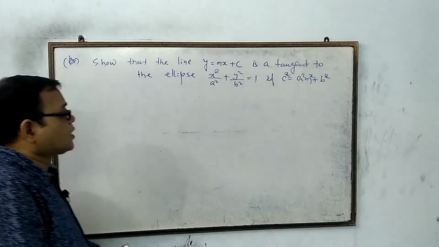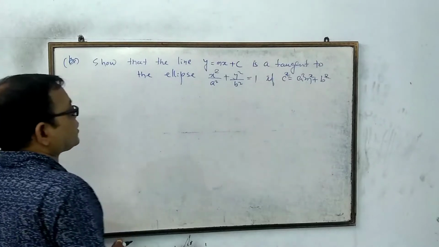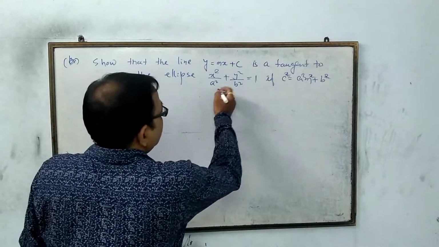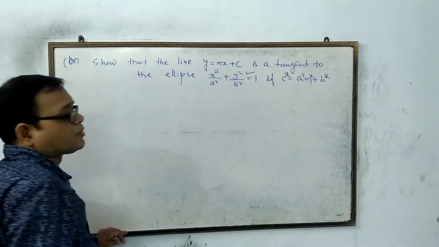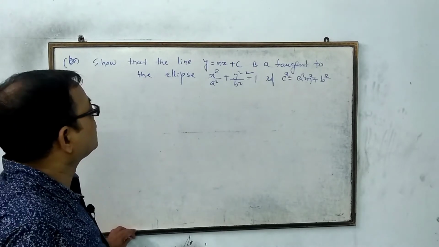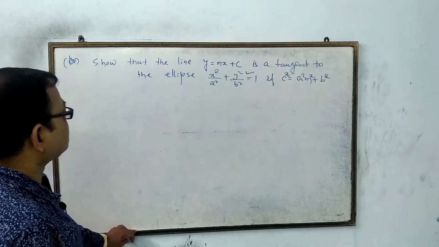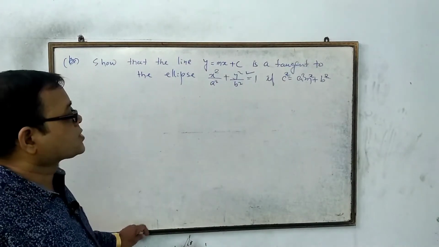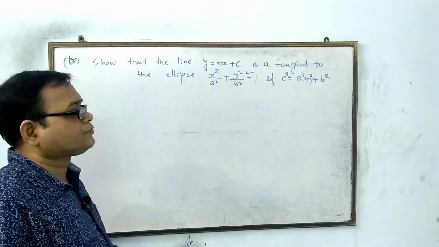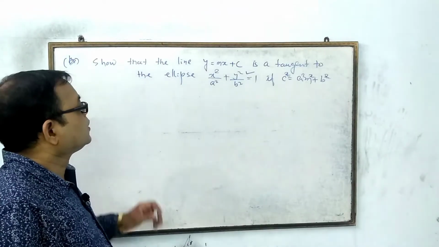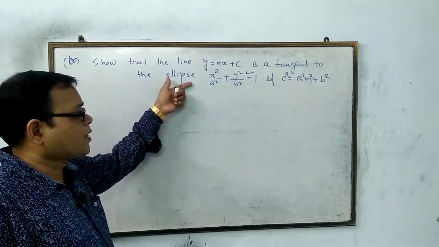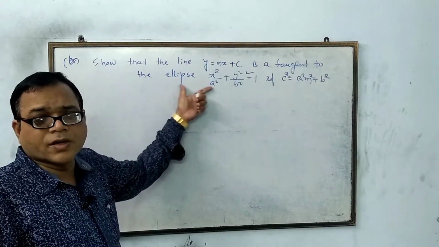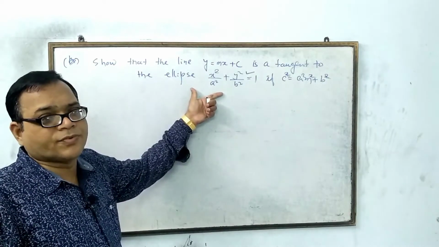Second question: show that the line y = mx + c is a tangent to the ellipse x²/a² + y²/b² = 1 if c² = a²m² + b². This is a common question. The question is similar to question A. In question A we had the parabola; in question B we are getting an ellipse. That much difference is there.